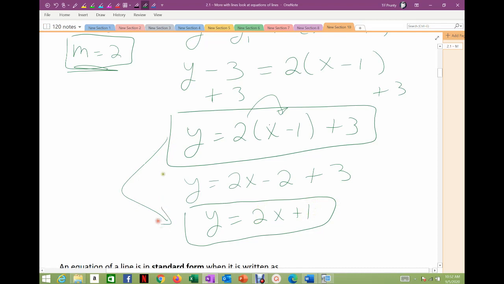Again, the homework will accept either one of those when I ask you this question, solve for y. You should be able to do both of them, but either one of those will work.